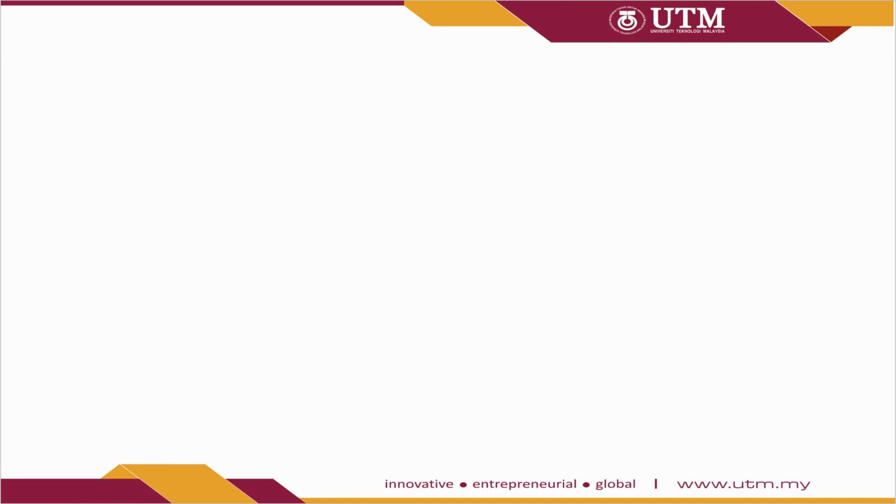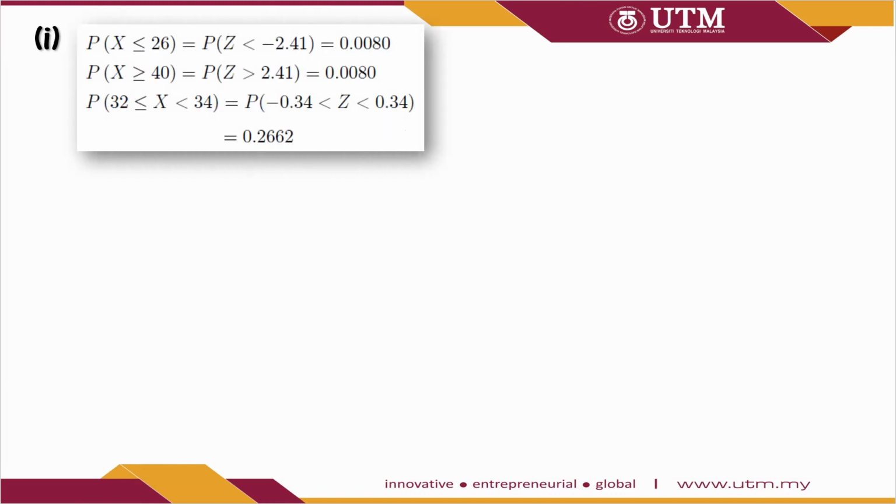The answers for part 1 are given as follows. Here, after standardization, the answers for A and C are the same, whereas the answer for B can also be found by taking one minus the other probability values, so that the sum of probabilities will be equal to 1.